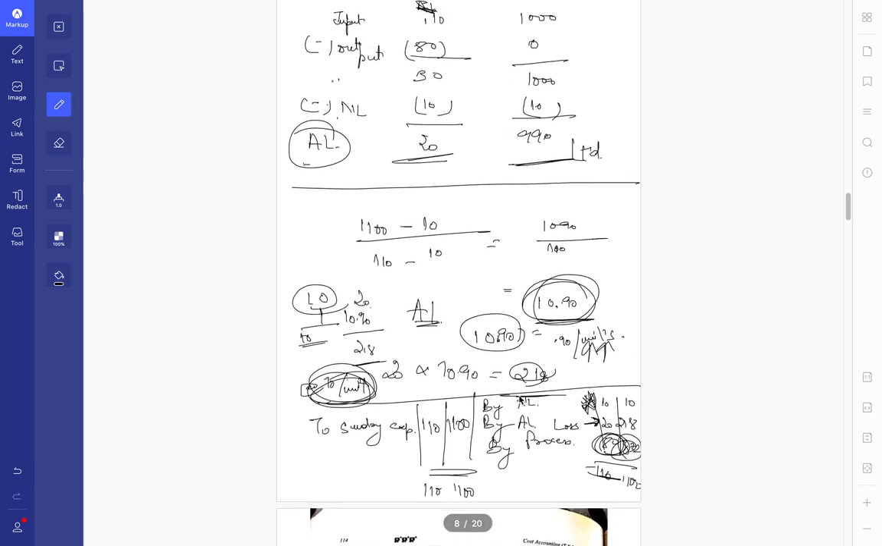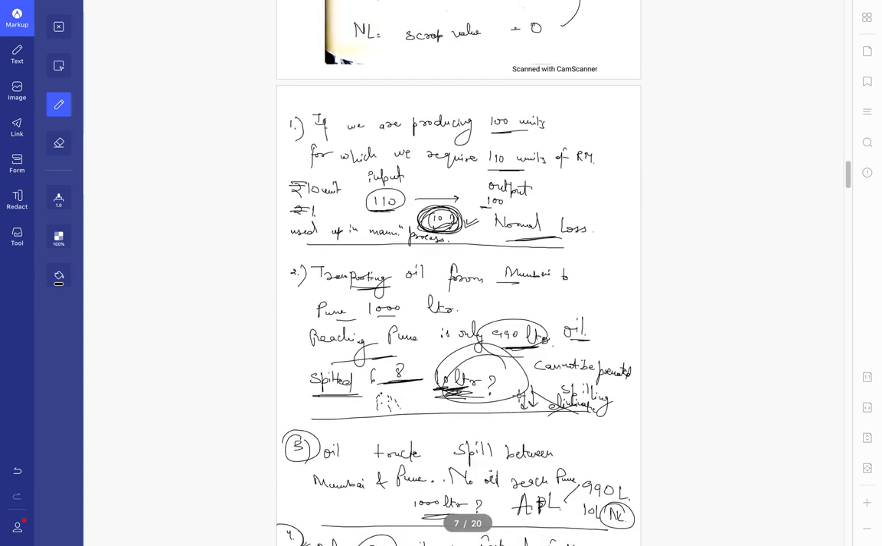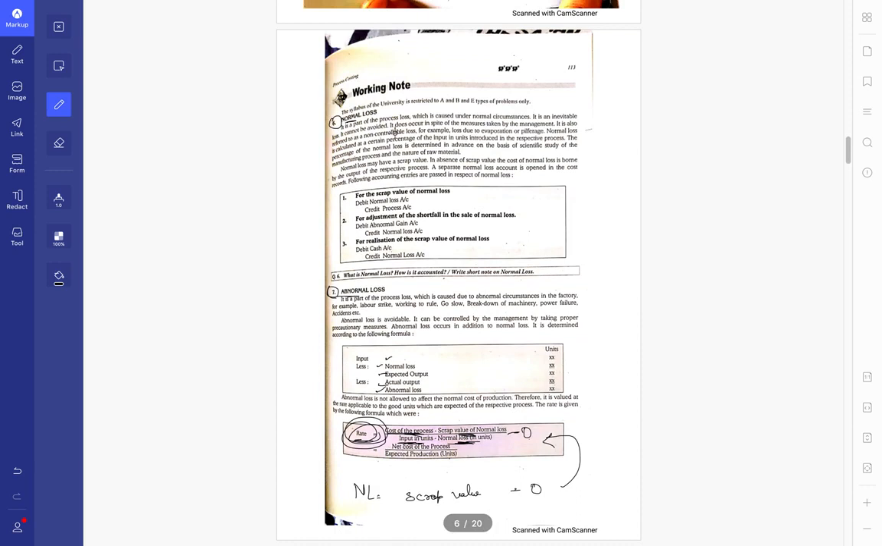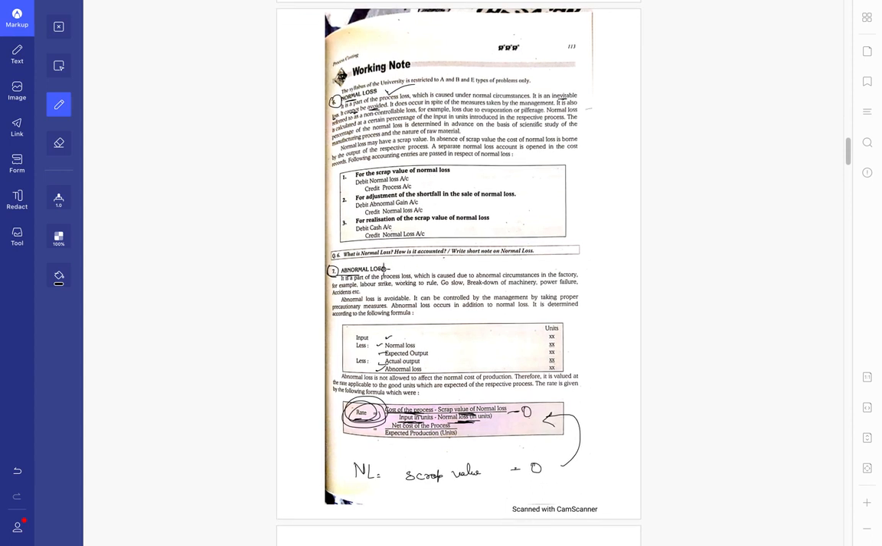I understand that this concept is a little tricky. I'll do a quick revision. Normal loss is the loss of which we are aware it will happen no matter what. It happens under normal circumstances. It is an inevitable loss. You cannot avoid it. No matter what, that loss will happen. Whereas abnormal loss, you can try to minimize it.